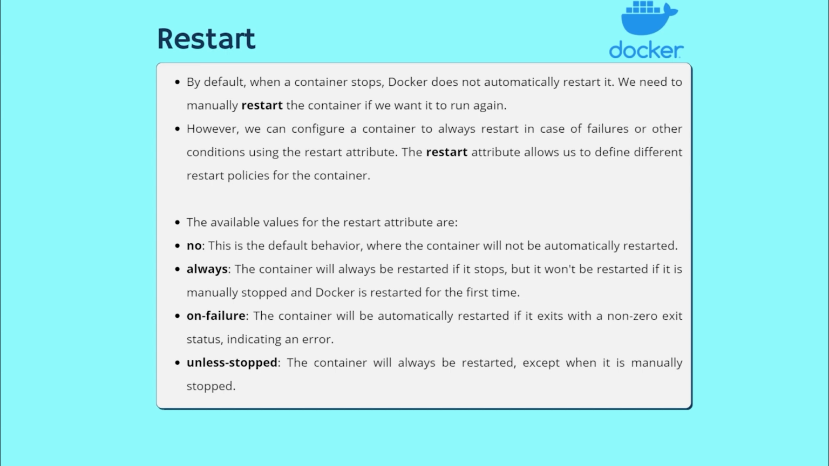The available values for the restart attribute are: no, this is the default behavior, where the container will not be automatically restarted. Always, the container will always be restarted if it stops, but it won't be restarted if it is manually stopped and Docker is restarted for the first time. On failure, the container will be automatically restarted if it exits with a non-zero exit status, indicating an error. Unless stopped, the container will always be restarted, except when it is manually stopped.